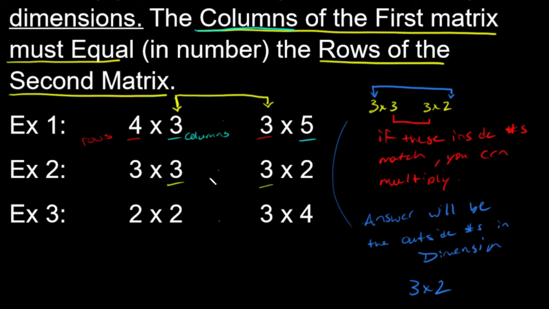All right? So let's look at the last example. Can these two matrices be multiplied together? The answer is no. These inside numbers do not match. The columns of the first do not match the rows of the second. And so these cannot be multiplied. So the first one can be multiplied, the second one can be multiplied, but the third one cannot be.